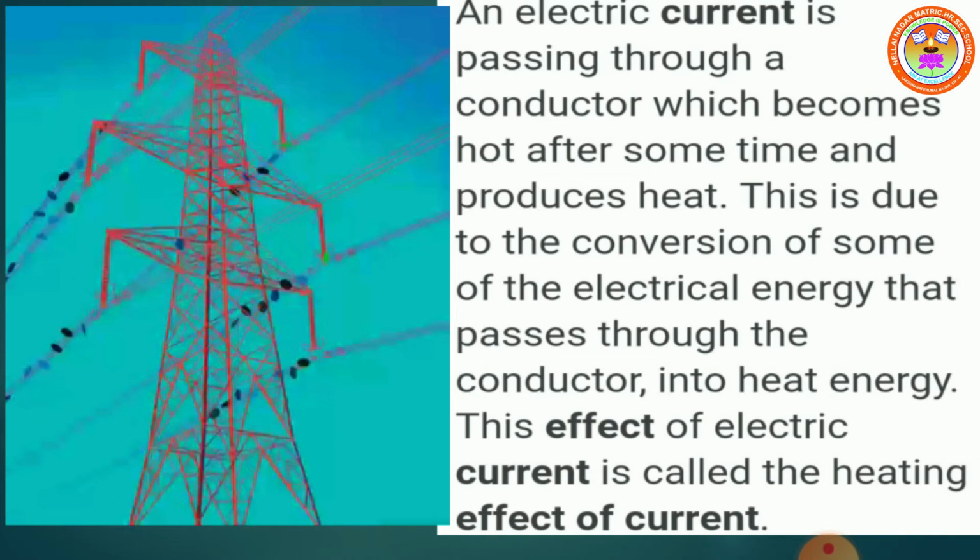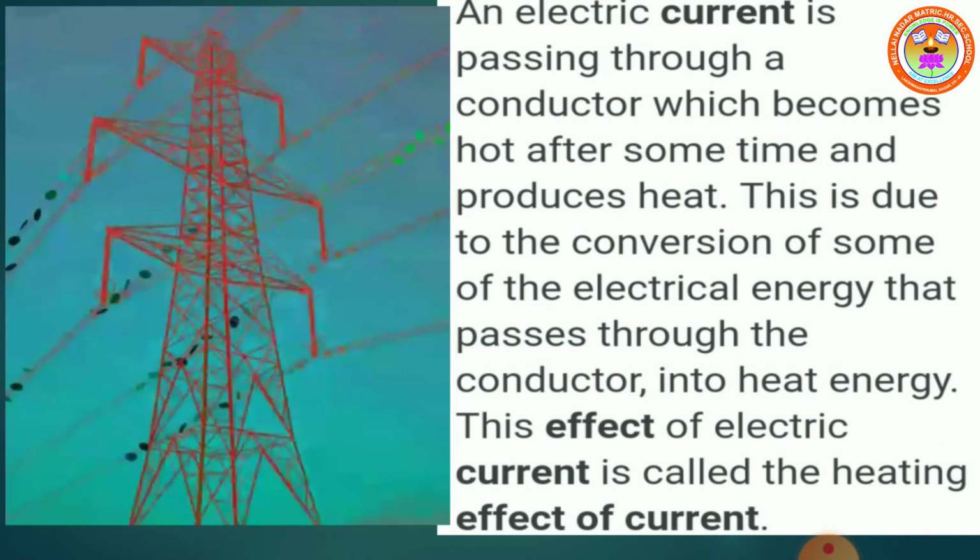In different forms of energy, we know the law of conservation of energy: energy can neither be created nor be destroyed. It can be changed from one form to another form. These effects result in conversion of electrical energy into different forms of energy such as heat energy, mechanical energy, magnetic energy, chemical energy, and so on.